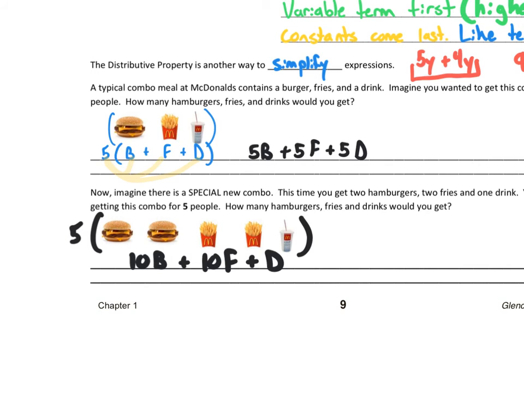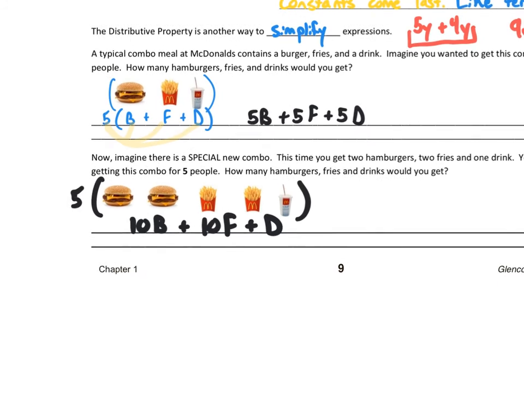This problem here is a throwback to Steak and Shake, which I know there's not very many of those restaurants left. But they used to run a special back when I was in high school where you could get 2 burgers, 2 fries, and a drink for a low amount of money. And I'd go up there with my friends, and our table would just be covered with hamburgers and fries because of the distributive property.